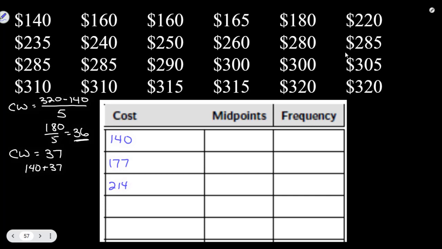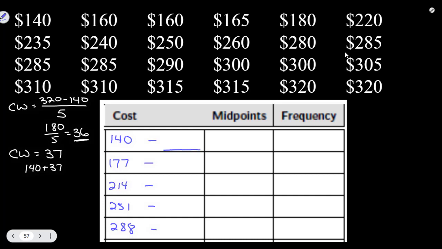214 plus 37 gives us 251. And 251 plus 37 gives us 288. So by adding that 37, we have come up with all of the lower class limits. Now we want to find the upper class limits. So the upper class limit is always one less than the next lower class limit.